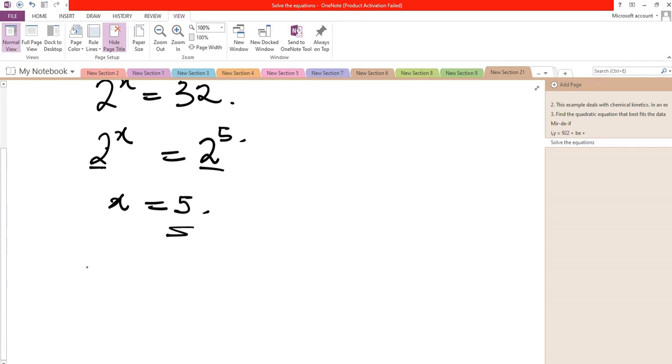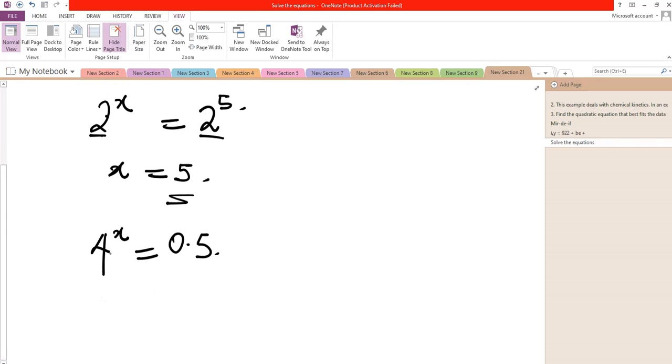Now let's solve another one. Let's say 4 raised to power x equals 0.5. Now this 4 raised to power x, 4 is the same thing as 2 raised to power 2, in parentheses, raised to power x.